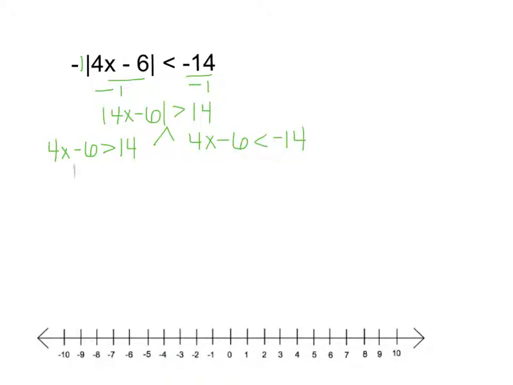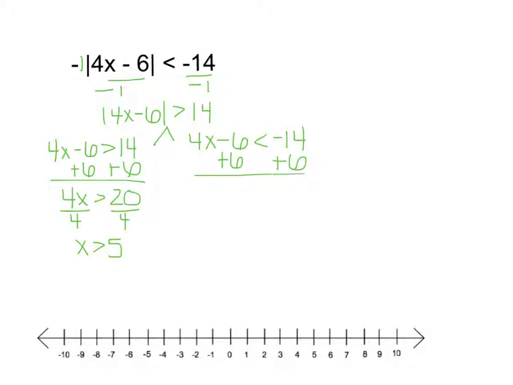To solve on the left, add 6 to each side. 4x is greater than 20. Next, divide by 4. X is greater than 5. On the right side, add 6 to each side. -14 plus 6 is -8. Divide each side by 4. And x is less than -2.